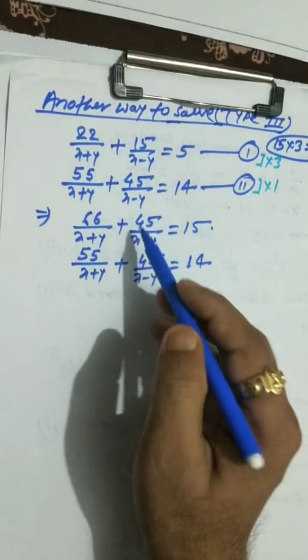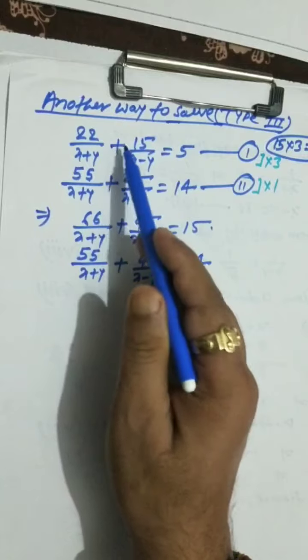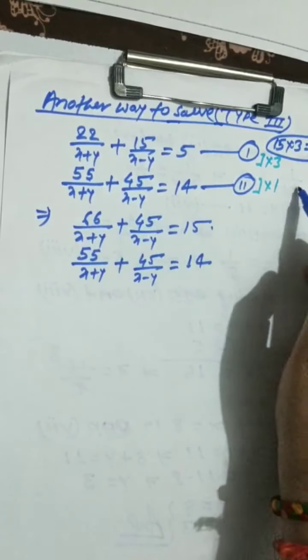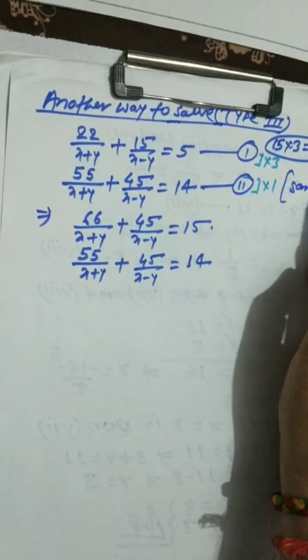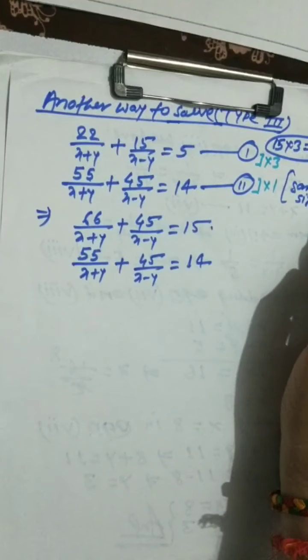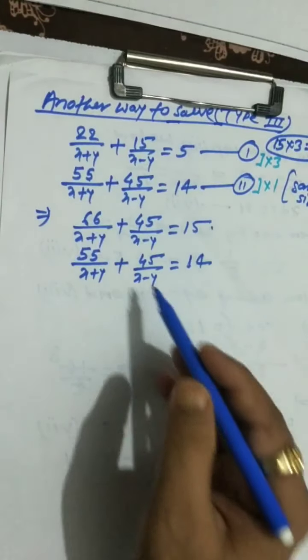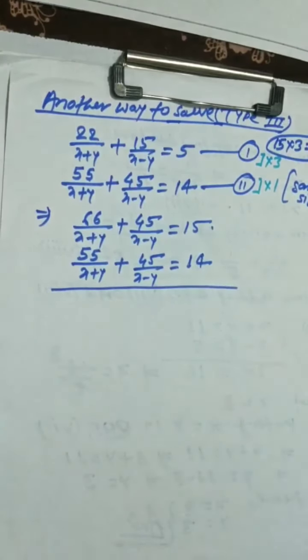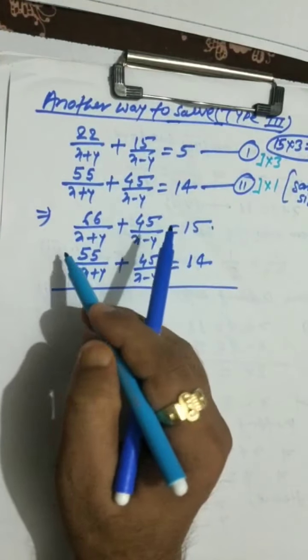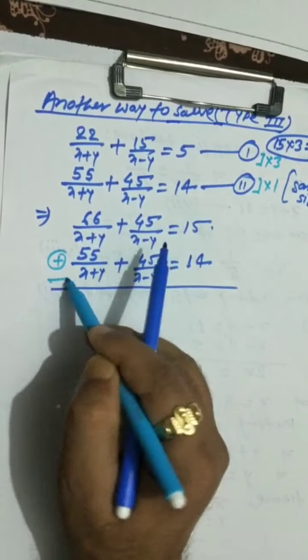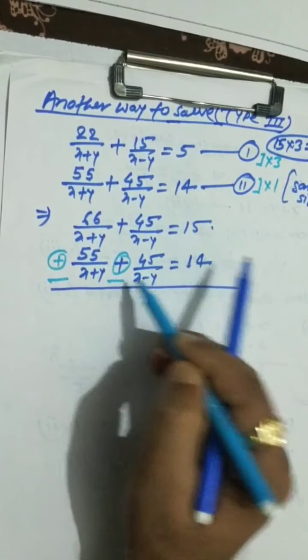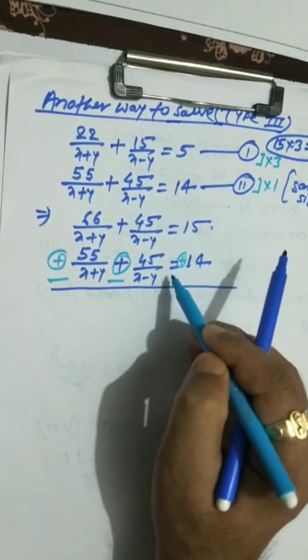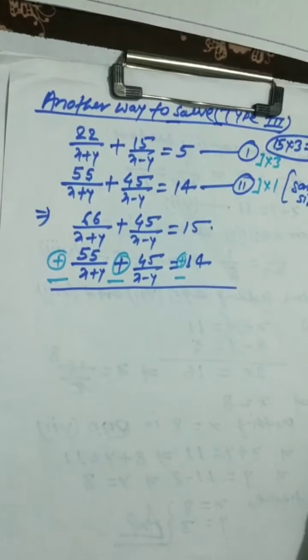Now you have to subtract it because the same sign is there. If the same sign is there, then you have to subtract it. So let us subtract it. To subtract, you have to change the sign. Here the plus sign will be changed into minus. Here nothing is there, so plus, and it will be changed into minus.